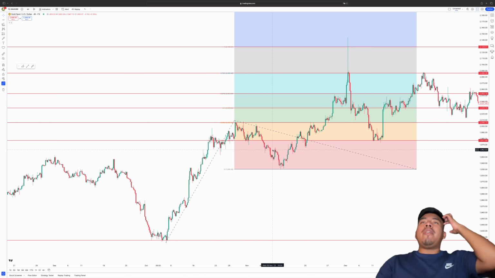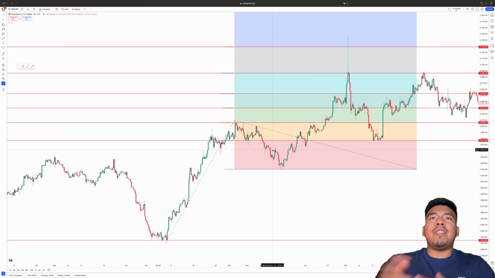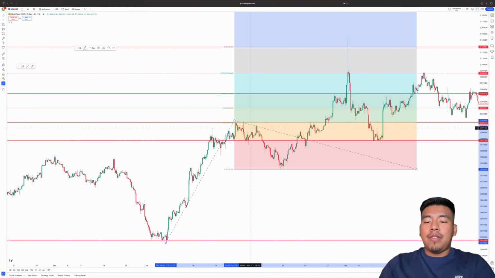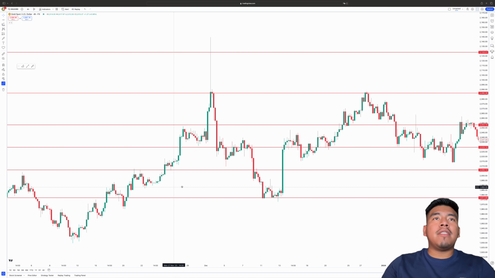Okay, so now we drew out. Let's say you don't like all these colors, all this stuff, a lot of indicators on your chart. Once you drew out the fib extension, let's look over here. Let's delete this fib extension chart. Boom. Now you have your support and resistance levels that are respected.